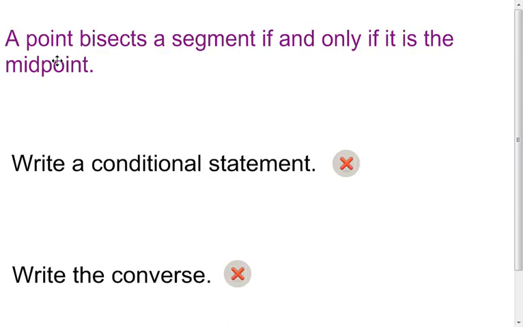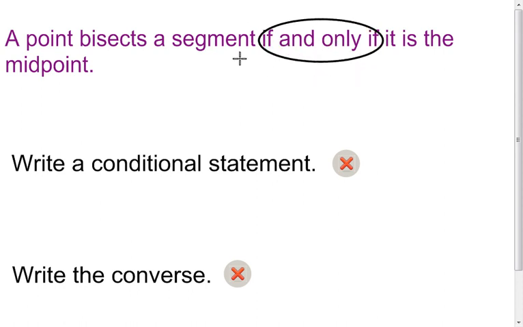Now I have another one. This time I gave you the biconditional, and I want us to pull out the conditional statement and then write the converse. So what I'm going to do is look at my statement. I'm going to identify the if and only if. I see that that's usually right there in the middle. Maybe not perfectly in the middle, but really close. So if and only if.